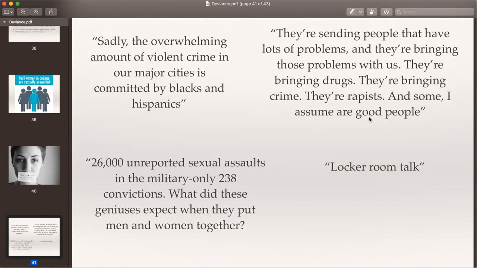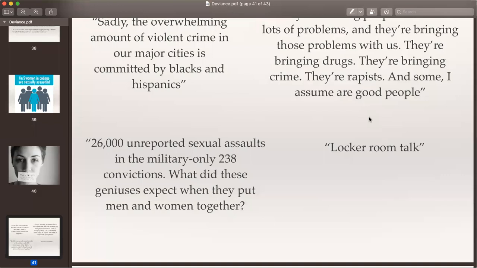26,000 unreported sexual assaults in the military. Only 238 convictions. What did these geniuses expect when they put men and women together? Well, I'm guessing they probably assumed that the men in the military would be able to control themselves. I'm assuming that they thought, you know, women would be viewed as equals and as human beings, not property. And then we hear locker room talk, grab them by the pussy.